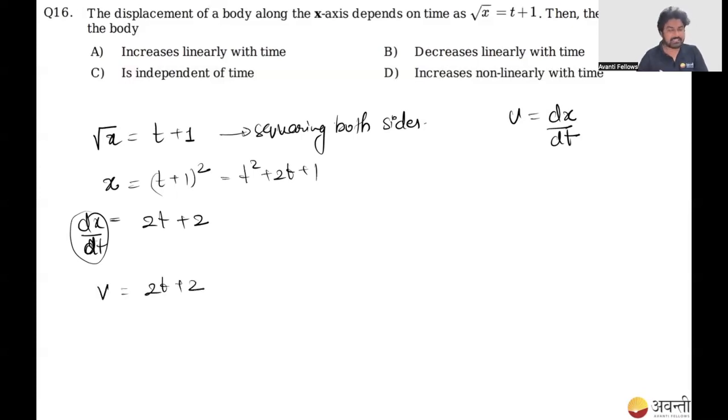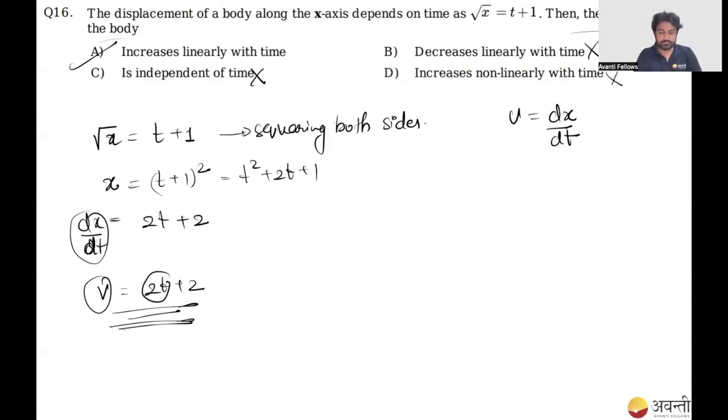And I can clearly see that velocity is dependent on time in a linear manner. This is a linear equation, right? So here we can say that the velocity of the body increases linearly with time. Is independent of time? Wrong, it is dependent on time. Decreases? Wrong. Increases non-linearly, which is also wrong, right? Chalo, very well. Let's move to the next question.